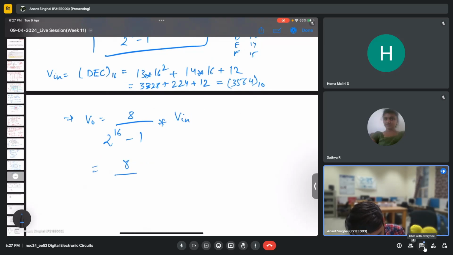So this is 8 by 2 raised power 16 is 65536. So it will be 65535 times V in. So you can use your calculator to solve the same. Let me know the answer. I'll also calculate.